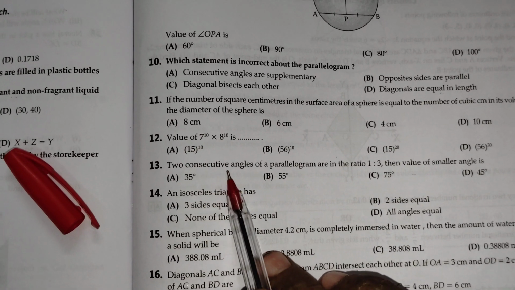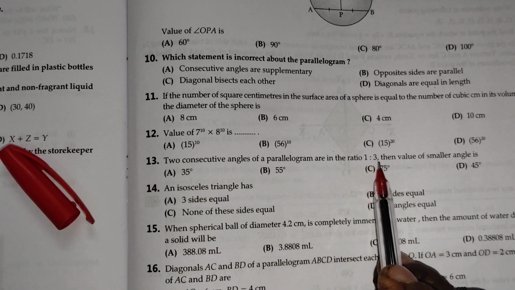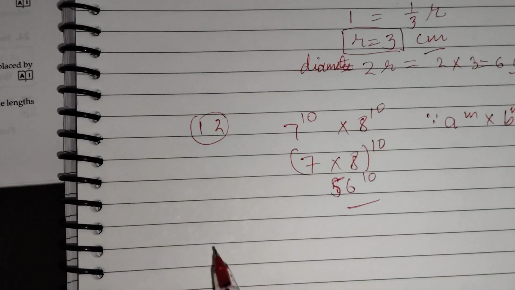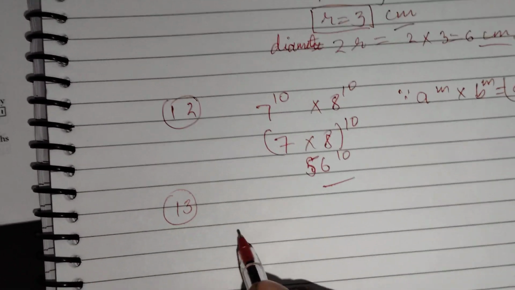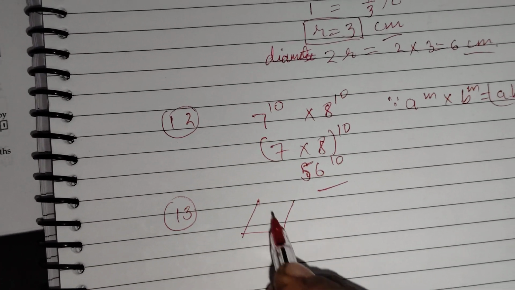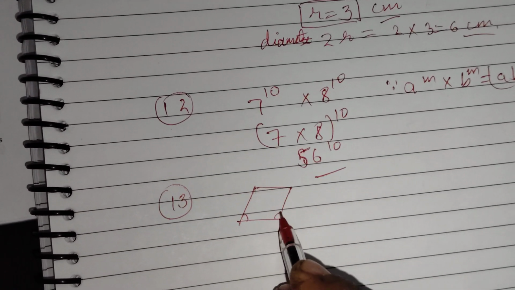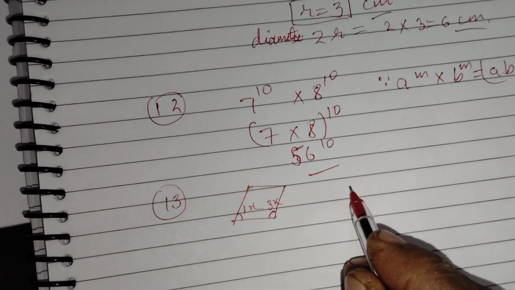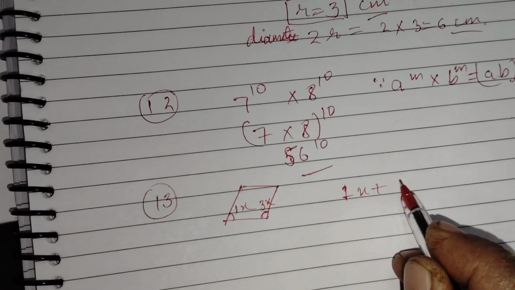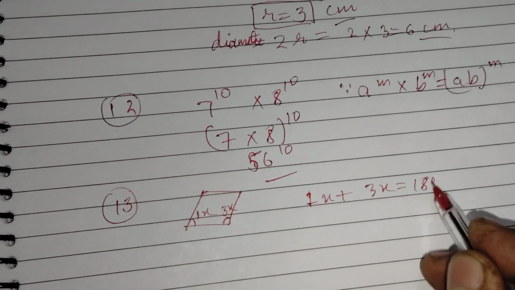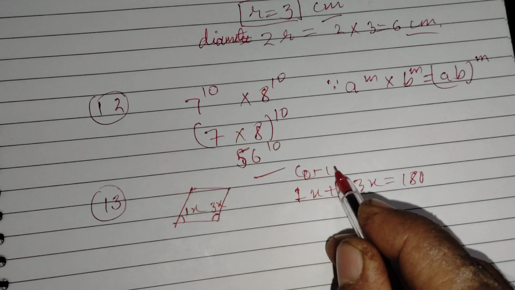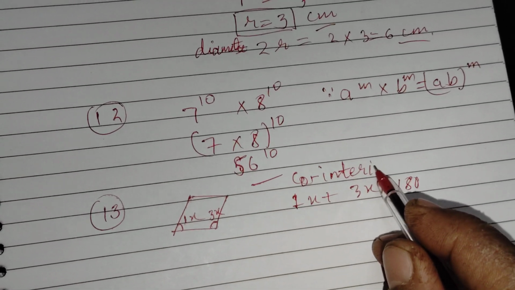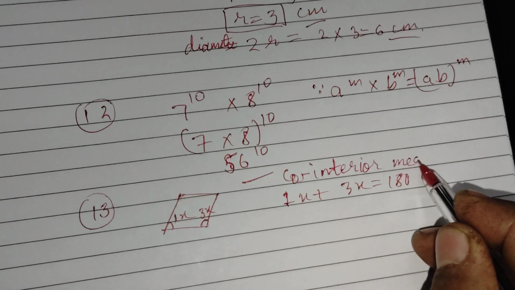Next question. Two consecutive angles of a parallelogram are in the ratio 1:3. Then find the value of the smaller angle. So there is the parallelogram given in the 13th question, and this is the parallelogram. Consecutive angles means these two consecutive angles are in ratio 1:3. So 1x and 3x are the two angles. So 1x plus 3x we can write as 180, because they are called co-interior angles. Co-interior angles means their sum is 180 degrees.